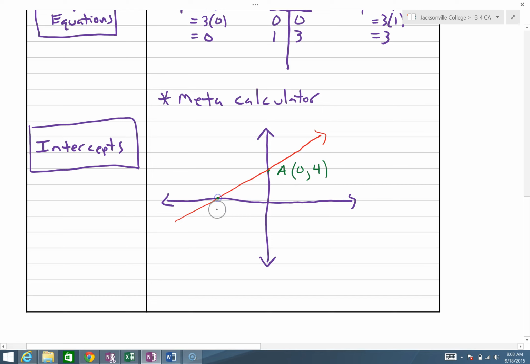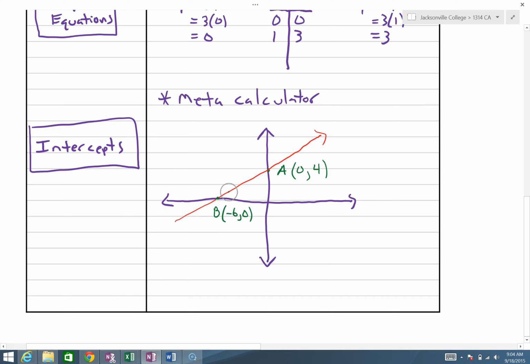This point right here, let's call this point B. This point is some to the left, but none up or down. Maybe it's at -6, 0. We went 6 units to the left, hence -6, but we didn't go any up or down. We have 0 there. All right.